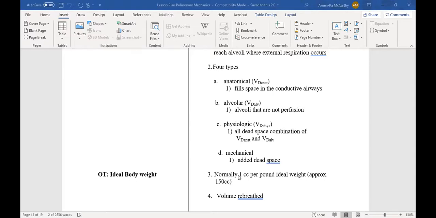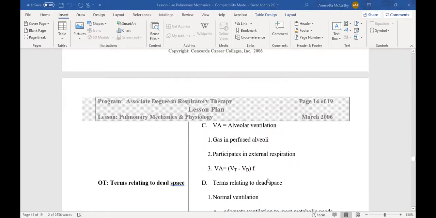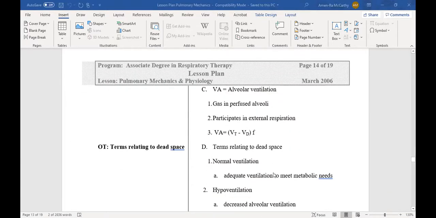The normal dead space is 1 cc per pound of ideal body weight. The reason why they say ideal body weight is because you should weigh a certain weight for your height. Somebody might be 700 pounds and 3 feet tall, right? Somebody who is 700 pounds and 3 feet tall is going to have less volume in their lungs than somebody who is 100 pounds and 7 feet tall. It depends on the length of the lungs. So that's why they talk about ideal body weight. But if they don't give you a weight, then you must use 150. All right. Let's look at the next one.